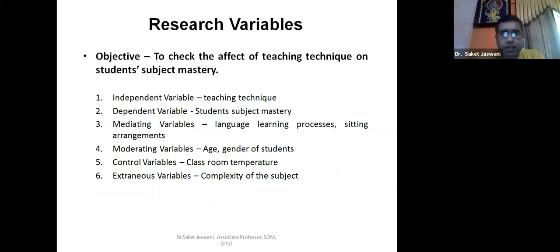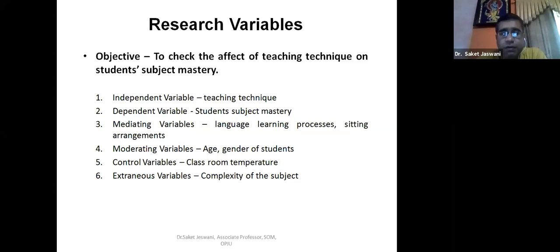This is just a snapshot of how research variables are considered. The objective is to check the effect of teaching technique on student subject mastery, to what extent the students master a particular subject, and we are trying to check the impact of teaching techniques. So the independent variable is teaching technique, and the dependent variable is student subject mastery. Generally in social research, we consider these independent and dependent variables and check the relationship between them.